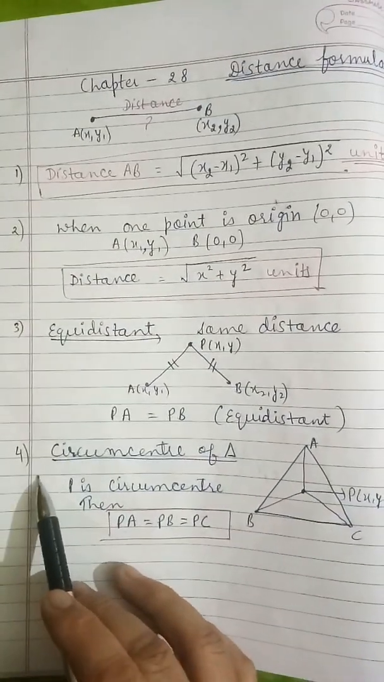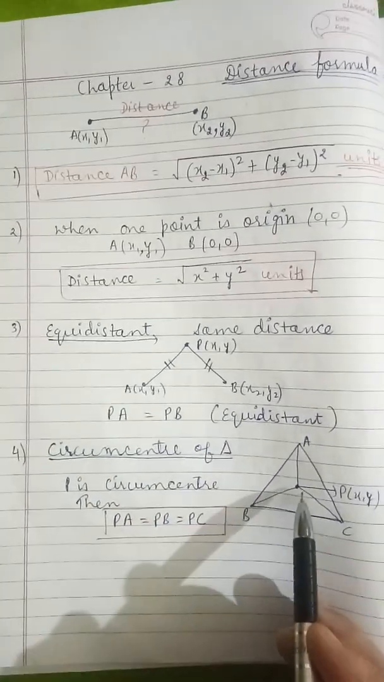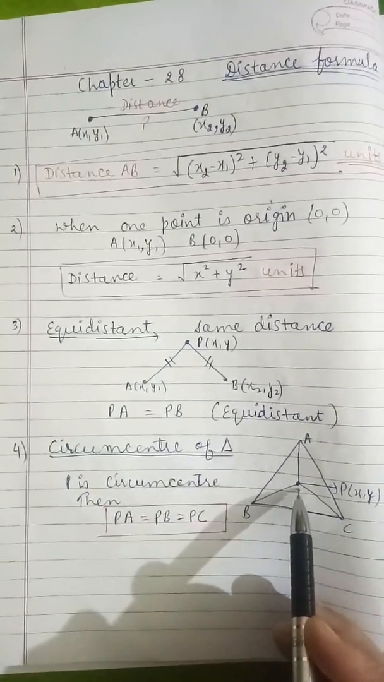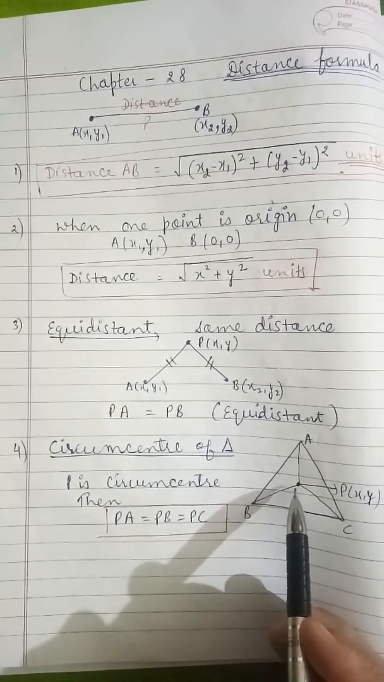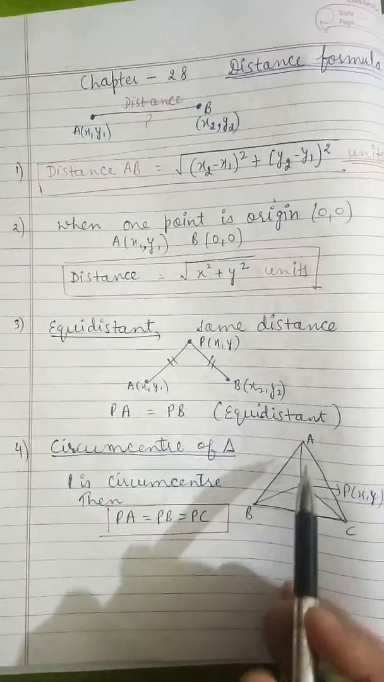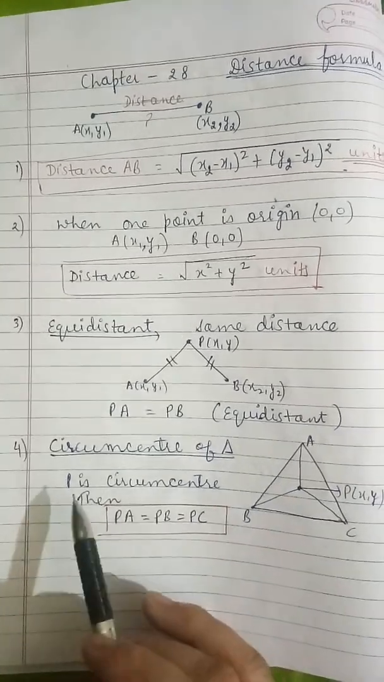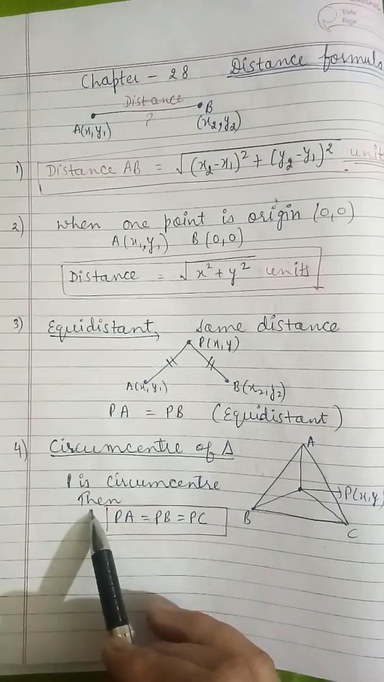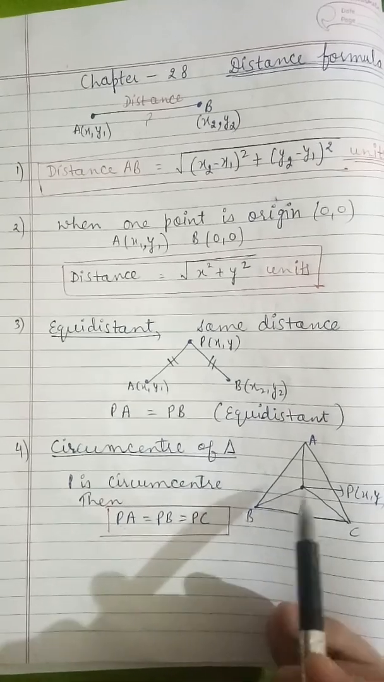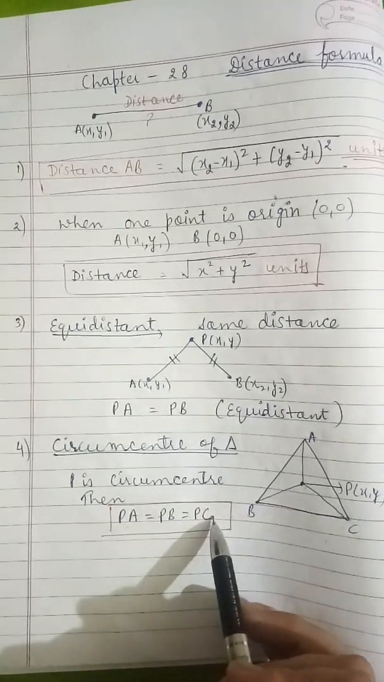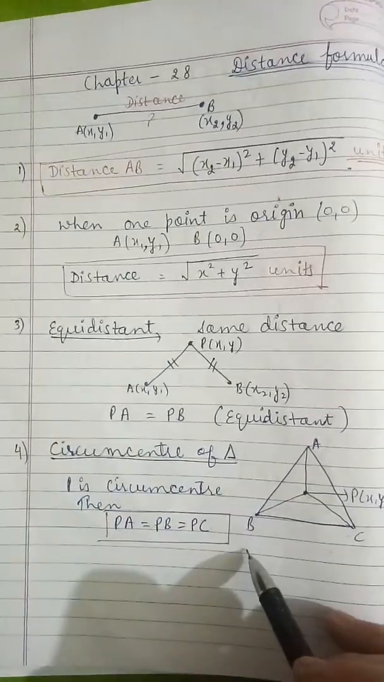And the last topic in this chapter is the circumcenter of a triangle. Circumcenter means the center of the triangle. When all the perpendicular bisectors meet at a point, that point is known as the circumcenter. Its distances from the vertices A, B and C are always equal. If it is given that P is the circumcenter, in that case your formula will be PA, PB and PC, these all three distances are equal. So these are the formulas which we will follow in this chapter.